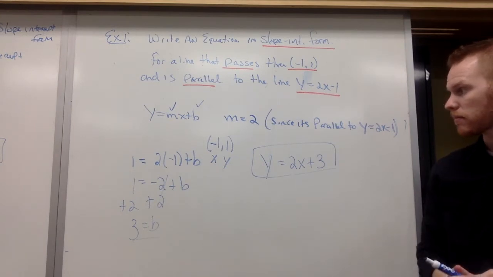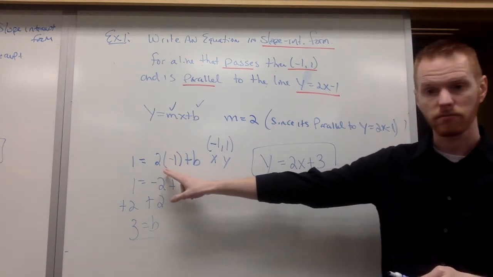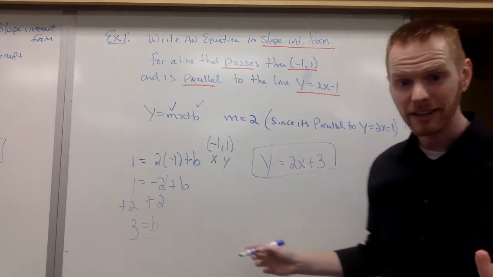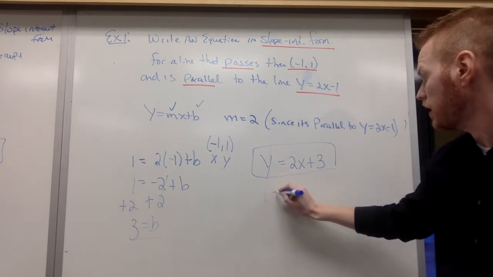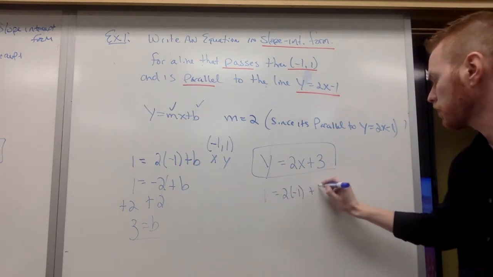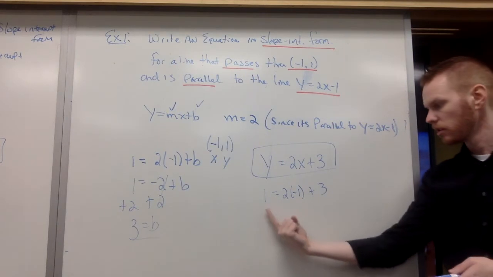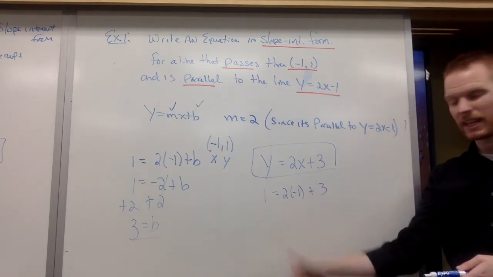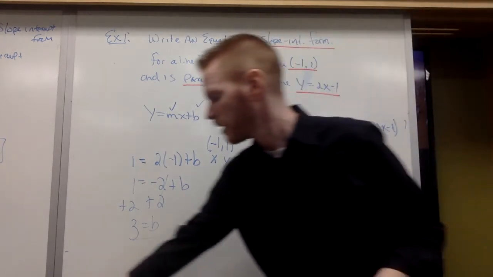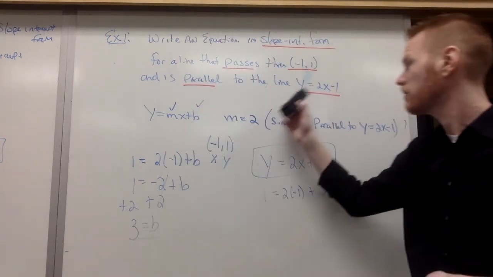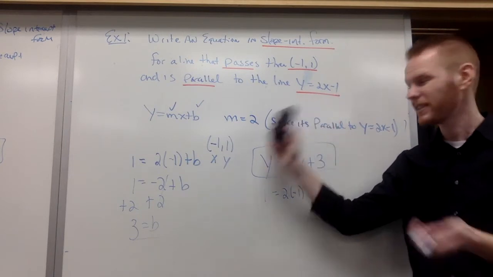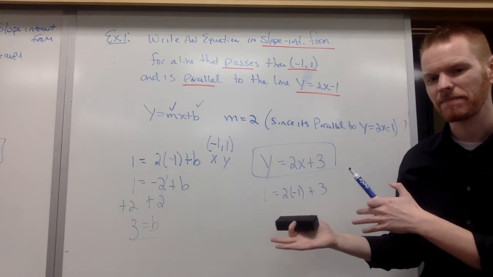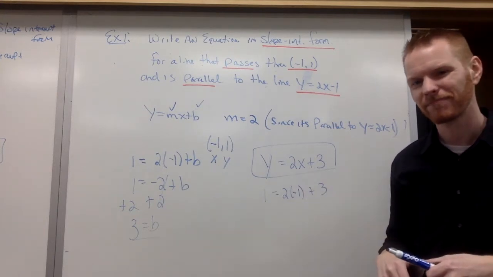Okay? Now, could you plug this point back into here to see if it works? Absolutely. In fact, why not? Let's try it out right now. We have 1 equals 2 times negative 1 plus 3. Negative 2, right? Plus 3 gives me 1. Does 1 equal 1? It does. So it works. That's why they give you a point, and that's why they give you another line to compare it to. I have all these clues as to what this line is. All you need to do is put it together. Pretty cool, huh?